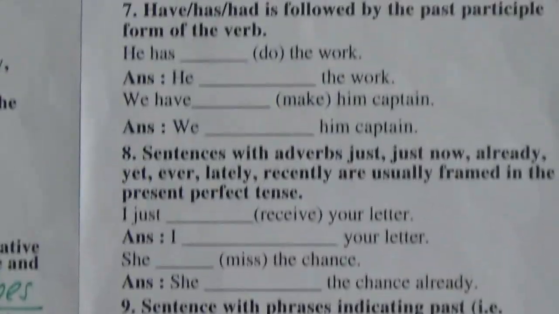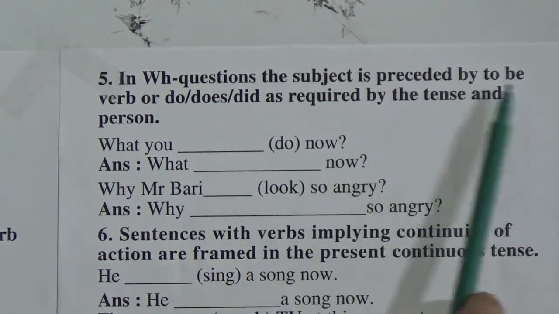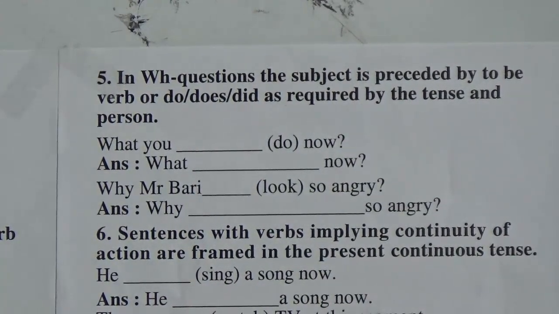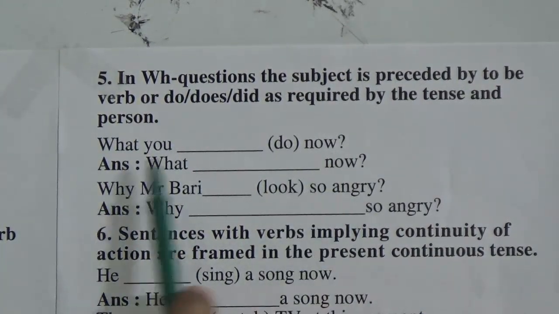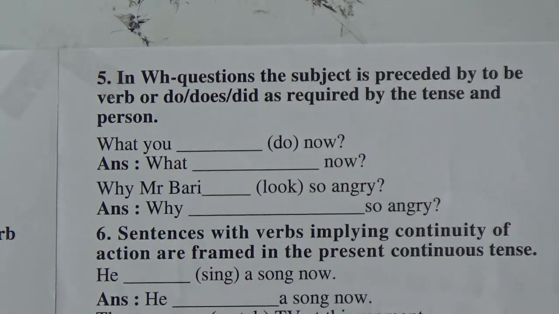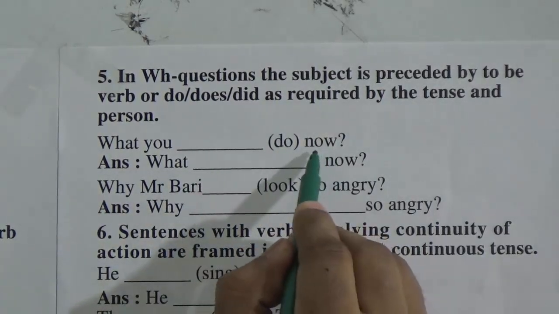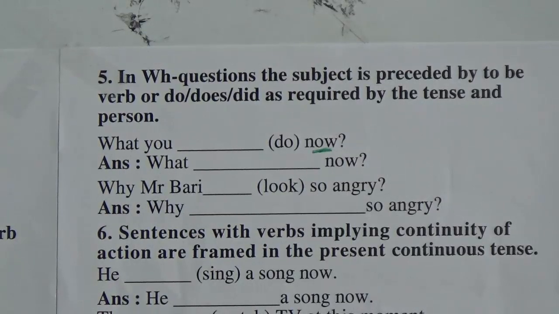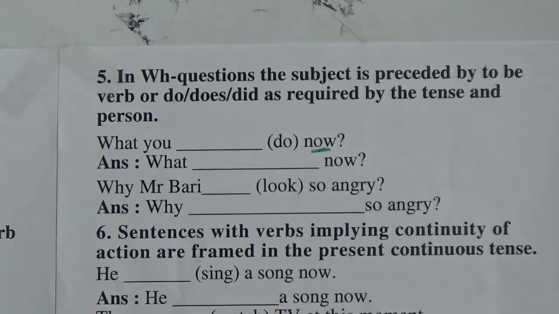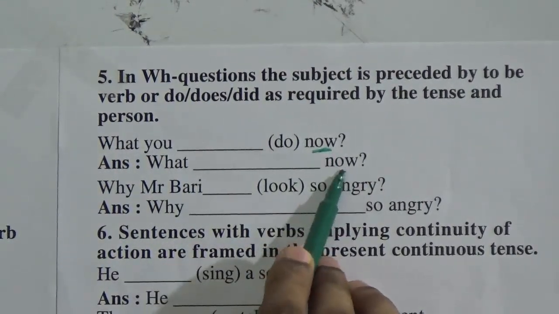Sentence number 5. In WH questions, the subject is preceded by the to be verb or do, does, did, as required by the tense and subject. Look at the sentence. What you do now? We have to make it an interrogative sentence, as a question mark is given. We add do, does, did along with the tense. As there is now in this sentence, if a sentence contains now, at present, at this moment, we make it present continuous tense.